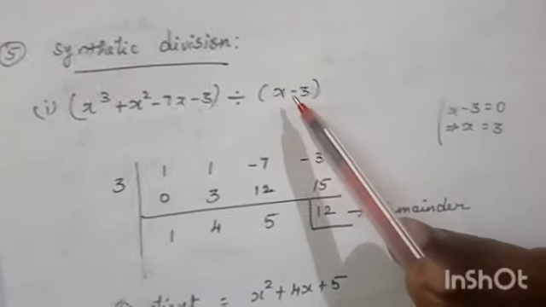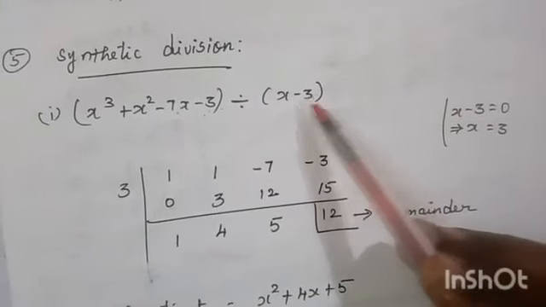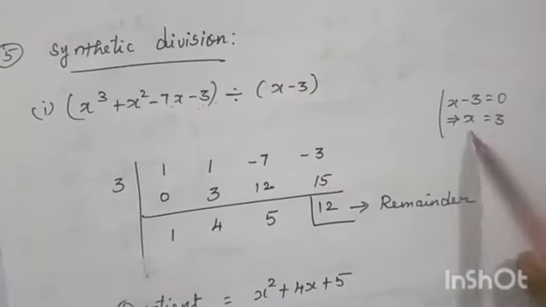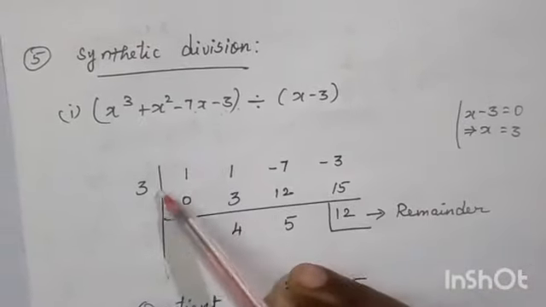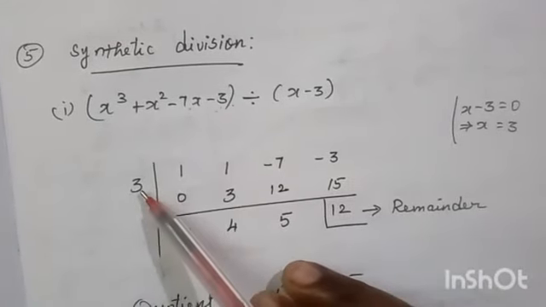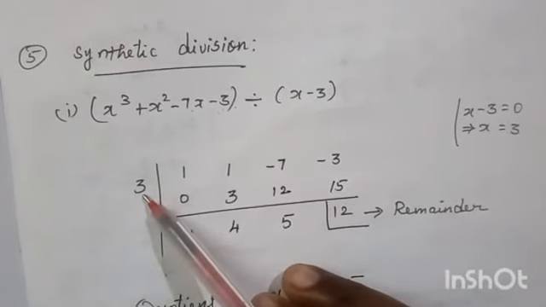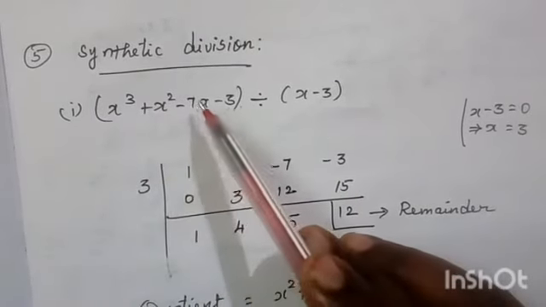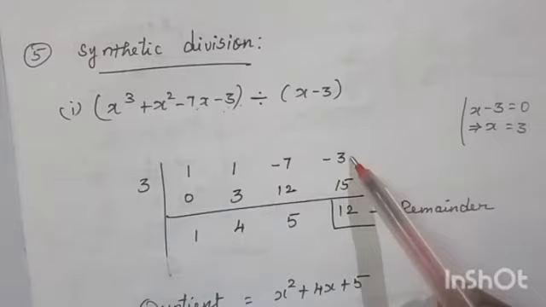Then you have to find the zero of the divisor. That is x minus 3 equal to 0, so x is equal to 3. That 3 is considered as the divisor, so you write 3 outside. Then the coefficients: here 1, here minus 7, and the constant term is minus 3.